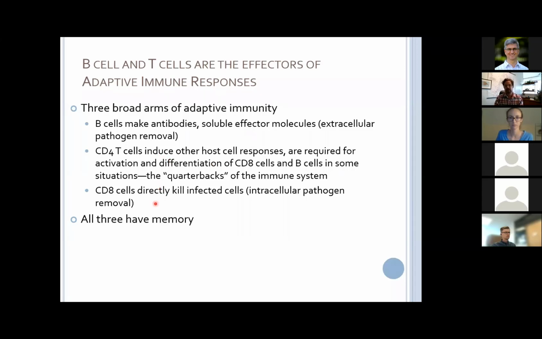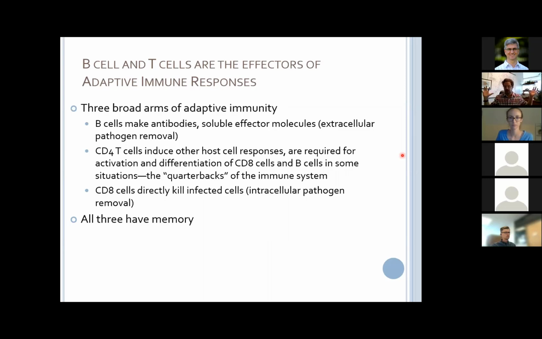And then you have two types of adaptive specific T cells, CD4 T cells and CD8 T cells. CD4 T cells are really highly regulatory, so they induce other host responses. If you were going to put a cell at the center of an immune response, in a fully formed immune response, you could argue that the CD4 T cell is making most of the decisions.